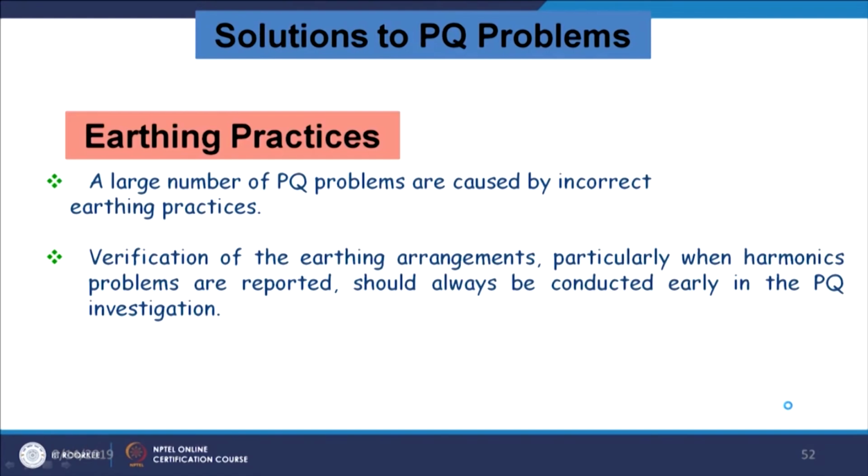Another is the earthing practice. This is also an important entity. A large number of PQ problems are caused by inaccurate or inappropriate earthing. Verification of the earthing arrangement, particularly when harmonic problems are reported, should always be conducted early in the PQ investigation.